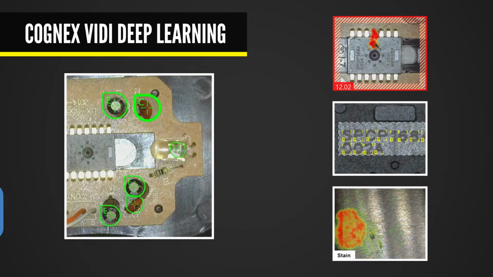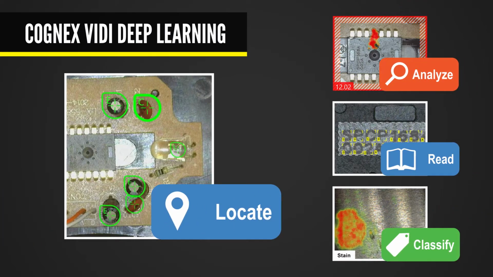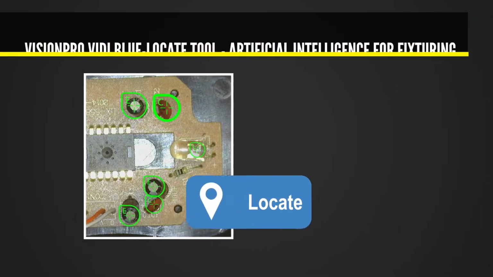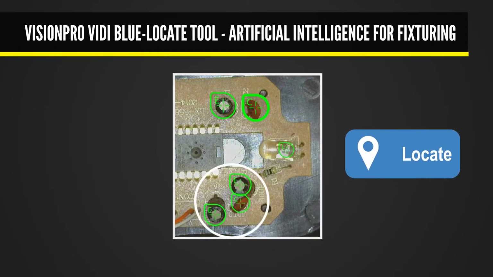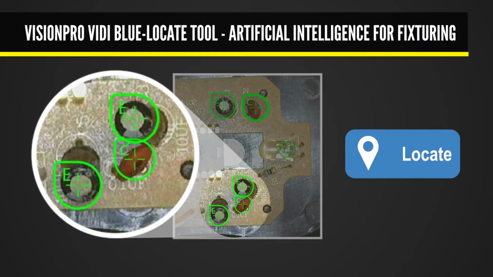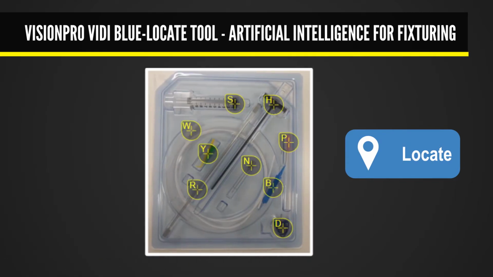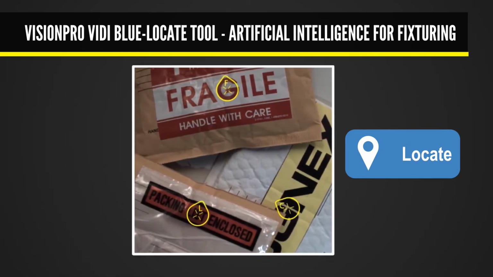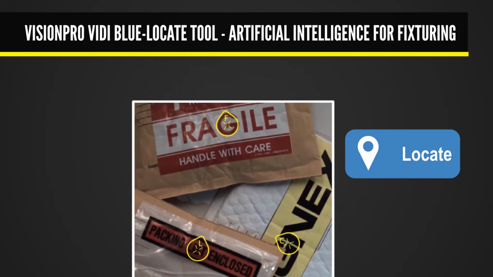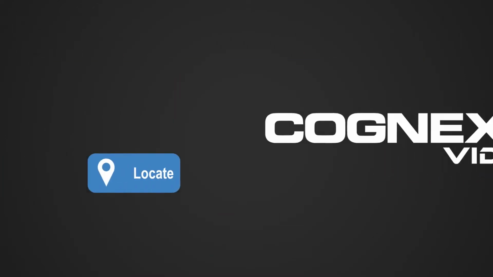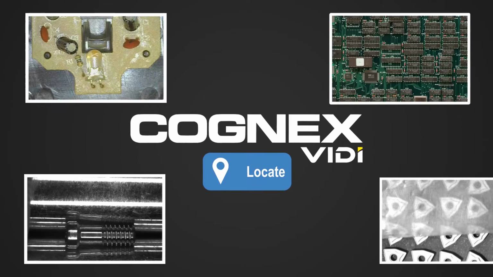Cognex's ViDi Locate tool is a reliable solution for locating complex parts, counting and identifying components against noisy backgrounds with confusing patterns and glare. It solves applications that are too time-consuming to program with rules-based algorithms and too fast or small for manual inspection. Confusing backgrounds can complicate automated part fixturing.